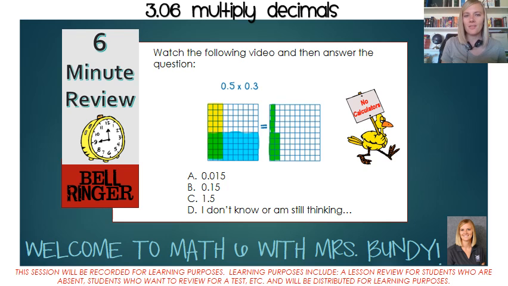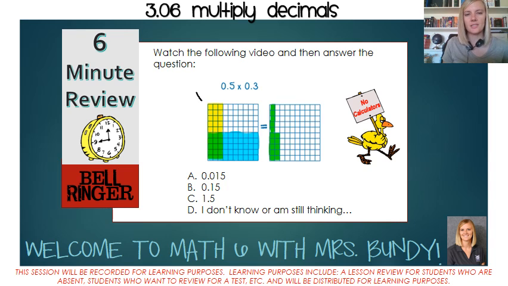So the bell ringer that I had for you today is to watch a video on how to multiply decimals using a model. I am going to try to link that in the play pause it, but if it doesn't work, here's how you multiply decimals using a model.